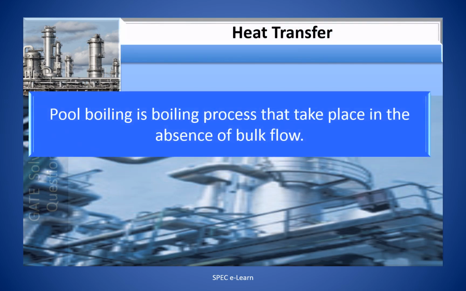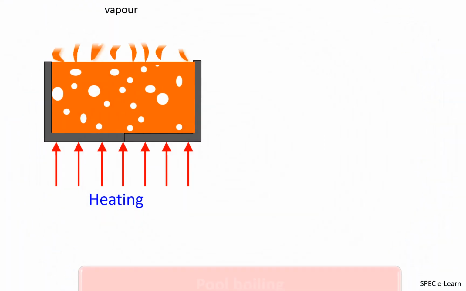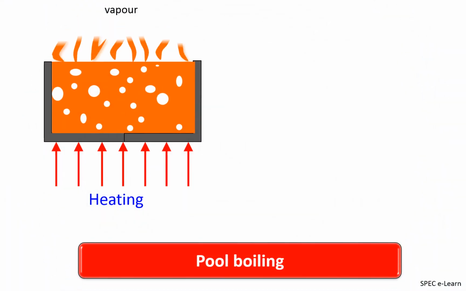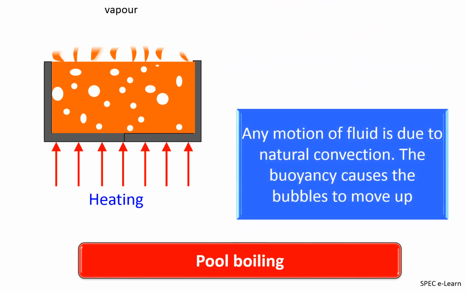Pool boiling is a boiling process that takes place in the absence of bulk flow. Another type of boiling is flow boiling that takes place when the fluid is forced to move through the heated pipe or a surface by a pump. This figure illustrates the pool boiling concept. The liquid in the vessel is in contact with the hot surface of the vessel, which is heated externally. Any motion of the fluid is due to natural convection. The buoyancy causes the bubbles to move up, as shown.